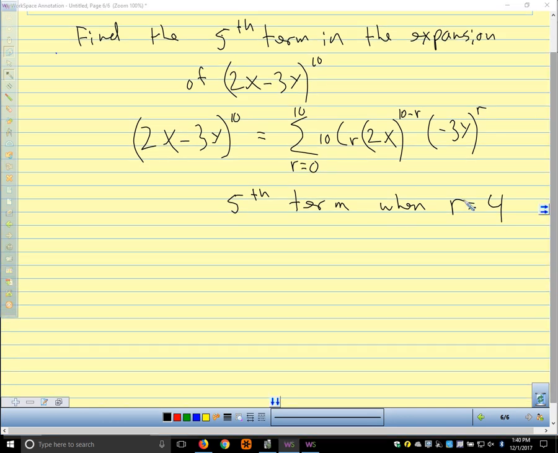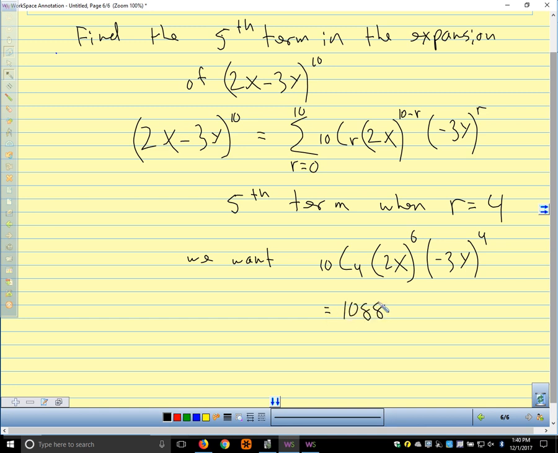So fifth term when r equals 4. So all we want is 10 choose 4, (2x) to the 10 minus 4, (2x) to the 6th, (negative 3y) to the 4th. And we just calculate that out. So our coefficient's going to be 10 choose 4 times 2 to the 6th times negative 3 to the 4th. And we get 1,088,640 x to the 6th y to the 4th. And this is positive because we have an even exponent.